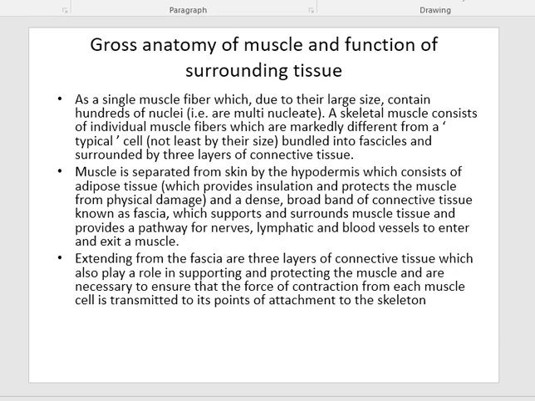Extending from the fascia are 3 layers of connective tissue which also play a role in supporting and protecting the muscle and are necessary to ensure that the force of contraction from each muscle cell is transmitted to its point of attachment to the skeleton.